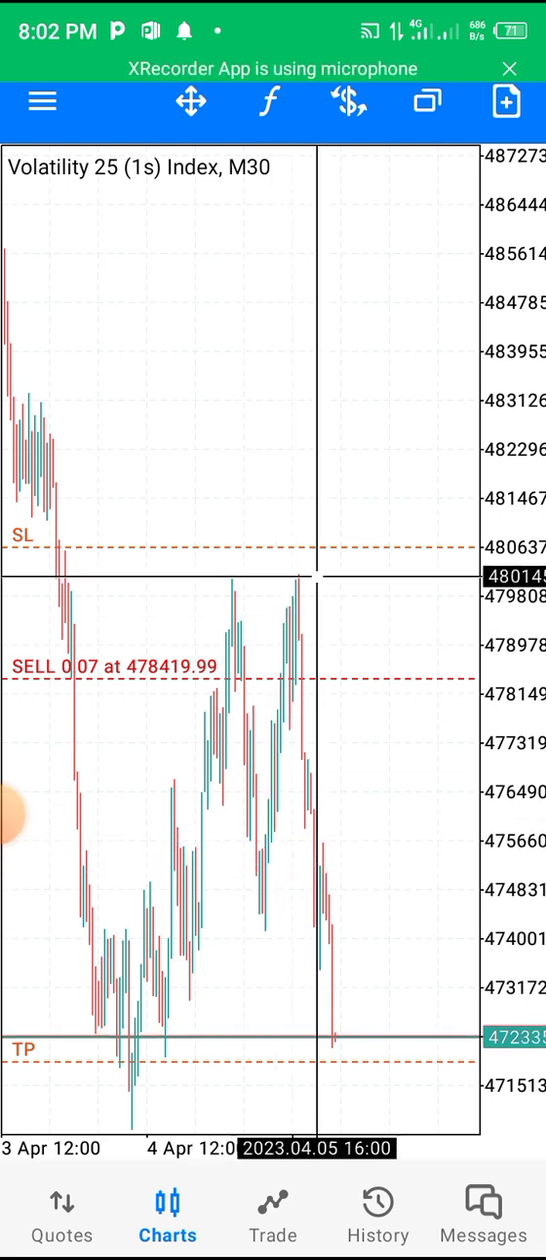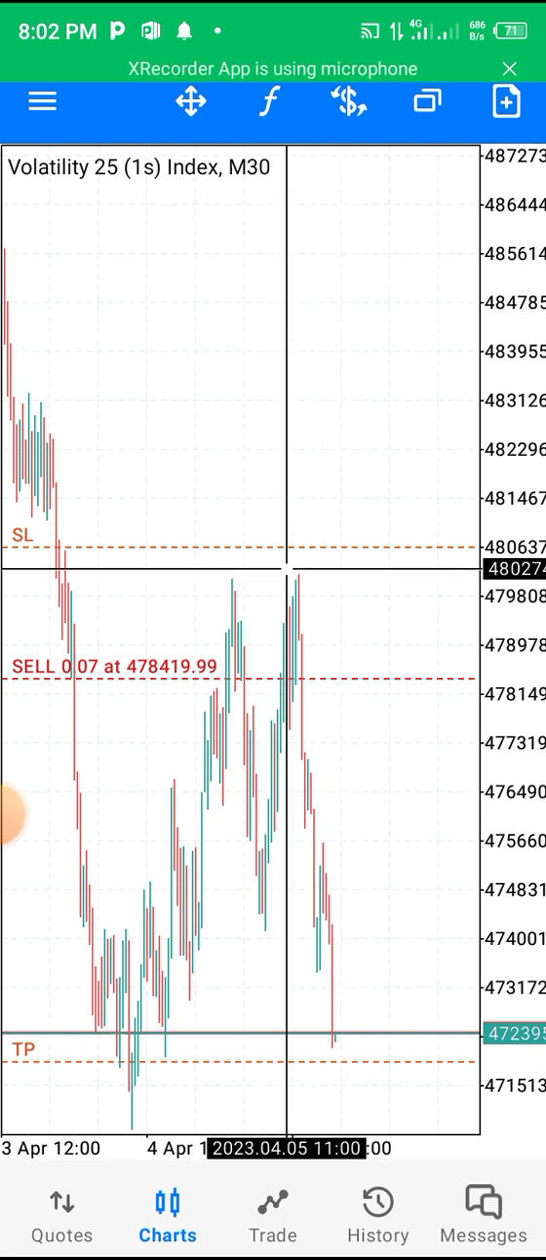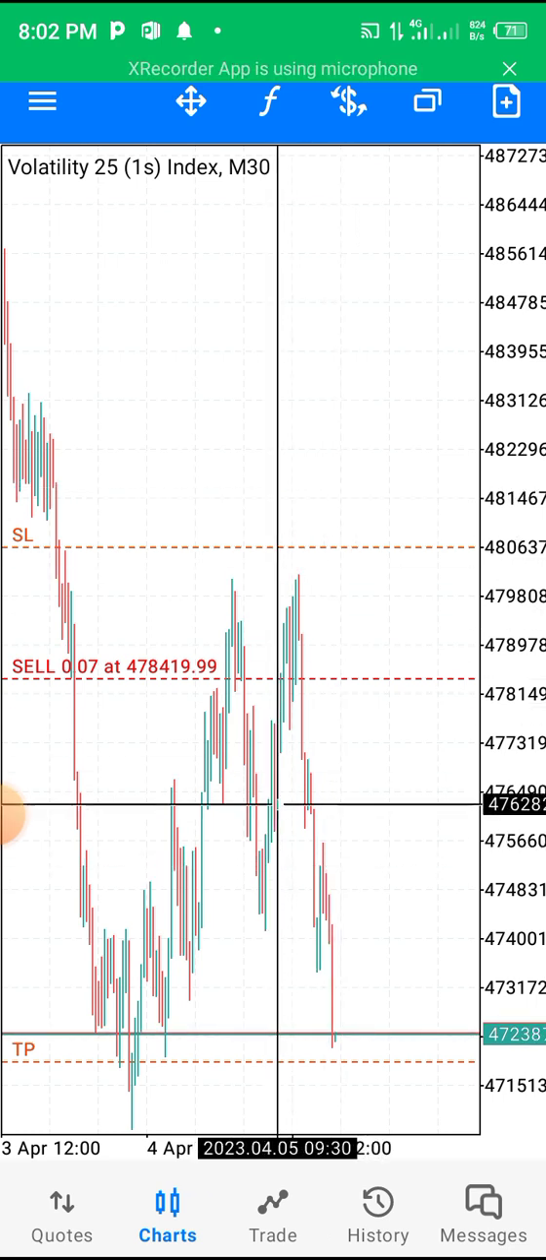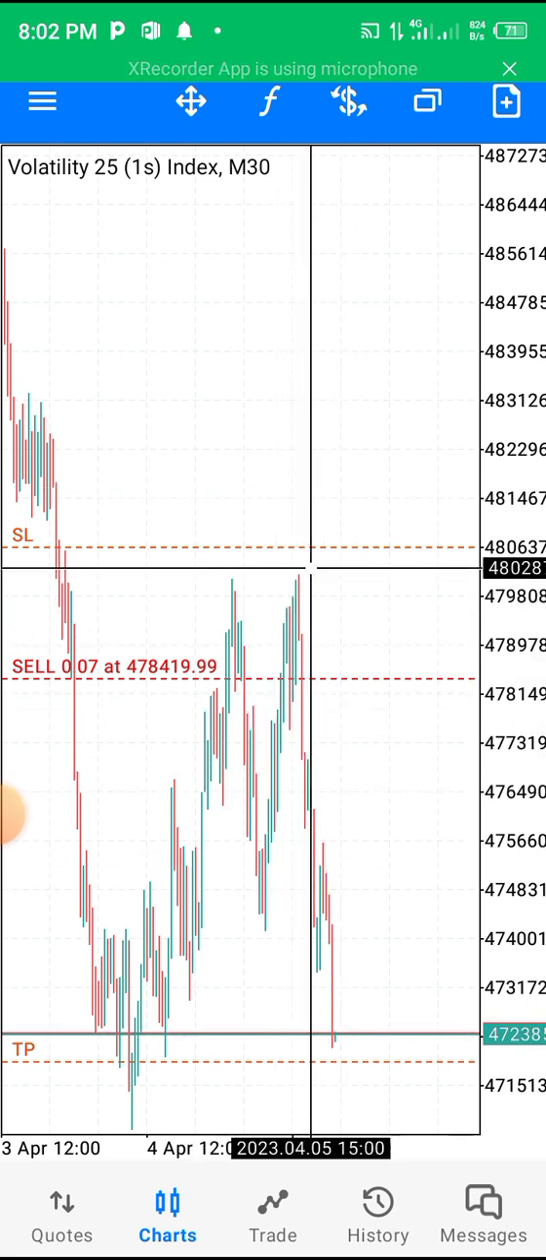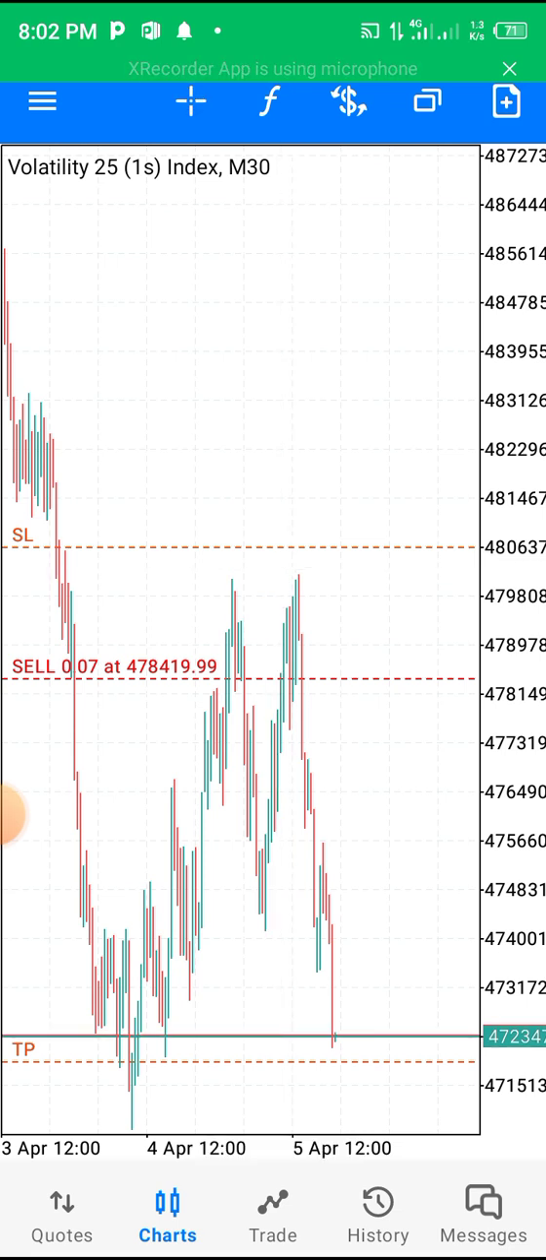So what we have here will be our resistance zone, which we are expecting the market to come back to before we can enter the trade. So how do you identify this resistance zone? This is how you identify a resistance zone.